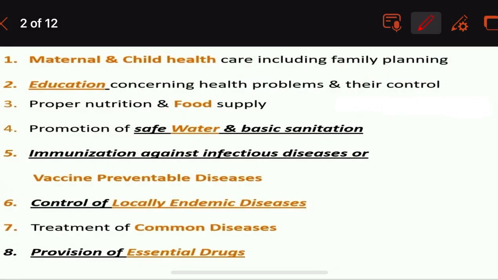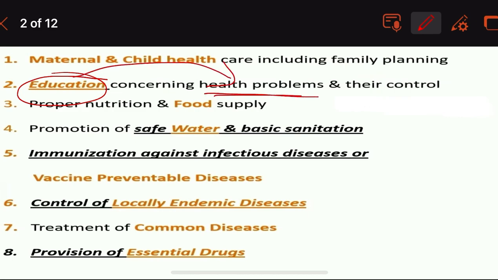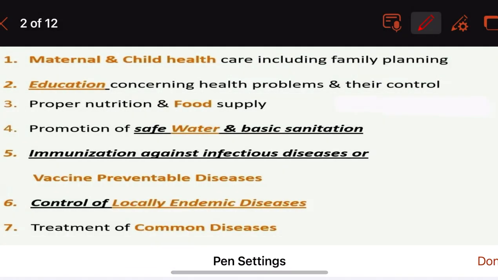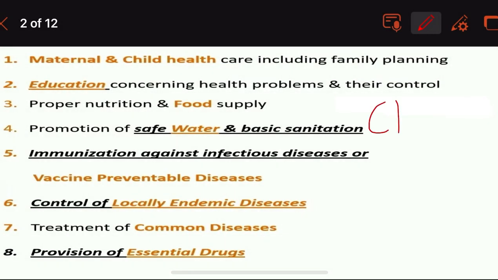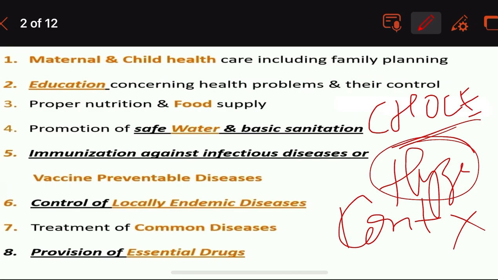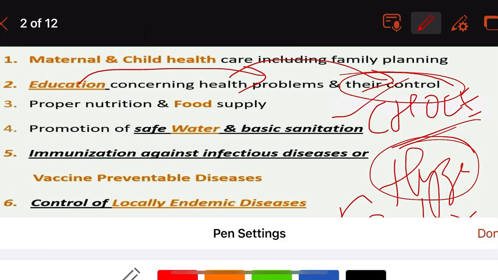So these are the two things. Next we have education. Education concerning the health problems, and educating the people how to control them. Regarding cholera and similar diseases, how is it transmitted? We have to ask them to maintain hygiene, but contamination has to be avoided by educating the people regarding the health problem and how they can control it.